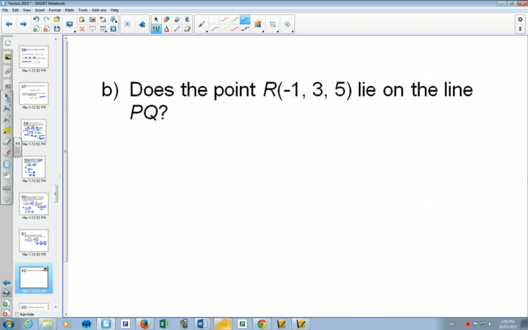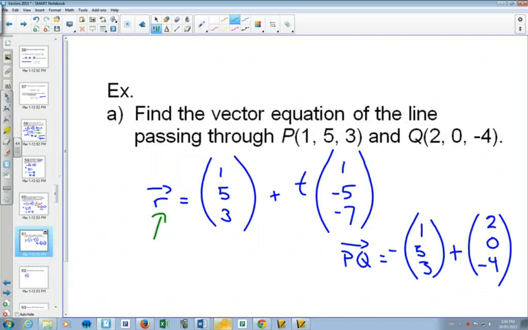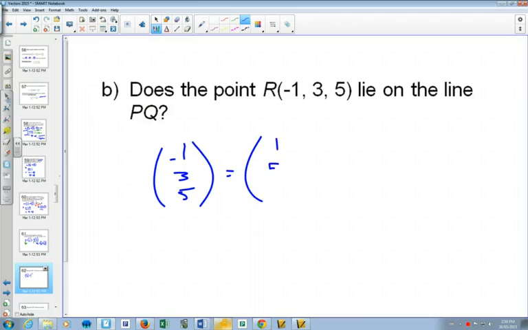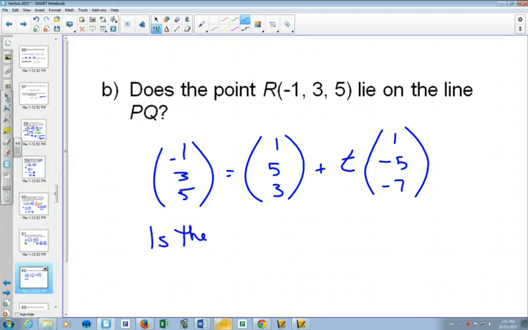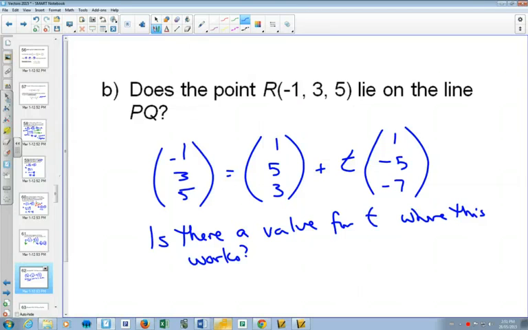So how does that work with a vector equation? Well, we're going to put in the negative 1, 3, 5 for our vector, because our vector equation could be any point on our line. And every point that's on the line, there exists some t which makes it true. So now we have 1, 5, 3 here, plus t, and then over here, just going back, 1, negative 5, negative 7. And we're basically asking, is there a value for t where this works? Because if there's a value for t where this works, then that point is on the line. But if there's no value for t where that works, then that point is not on the line.